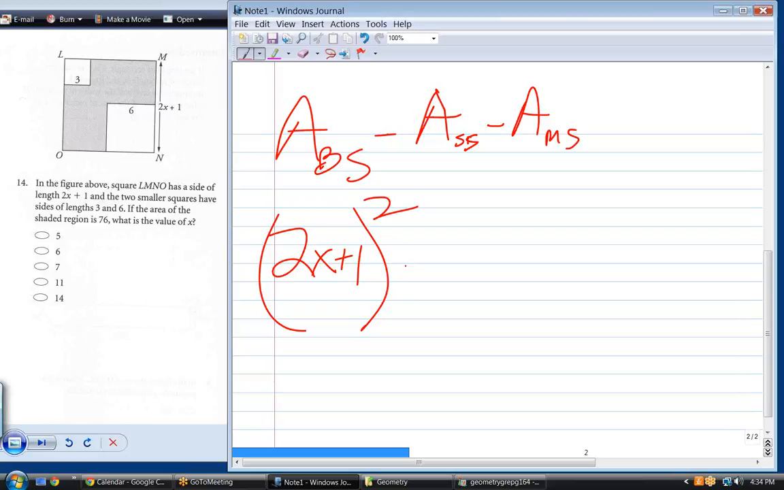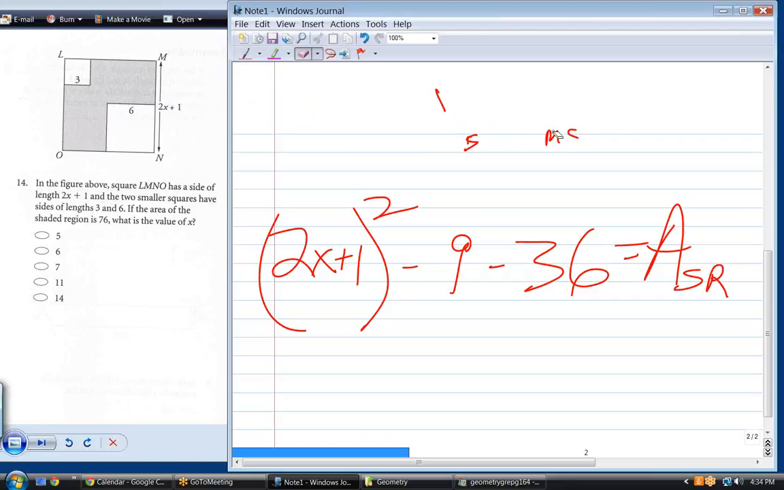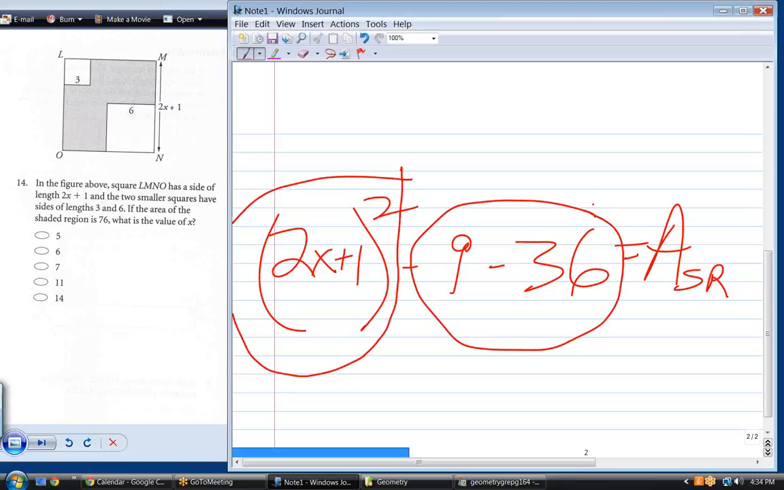What's the area of the smaller square? Would it be 3 squared? 9. What's the area of the medium square? 36. Okay. So this whole thing is the area of the shaded region, because the area of the shaded region is the area of the big square minus the areas of the two smaller squares. All right. They've given us the area of the shaded region is 76.